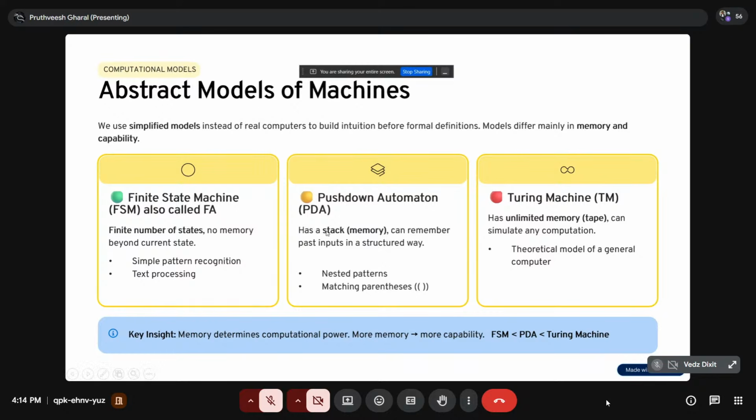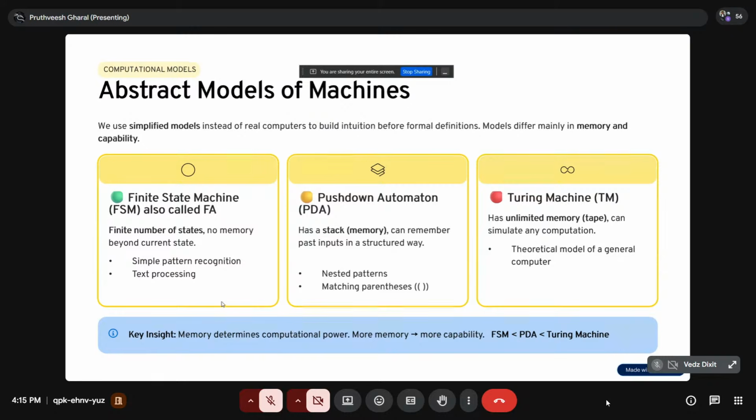Next is a pushdown automaton. Now, with a pushdown automaton, we step up with the memory here. We have a stack now. Okay. So let's take the traffic light. If we think of a traffic light again with a stack as its memory, it knows what state it was previously in, right? So it knows that it was in go state, then it was in wait state. It has previous memory. It can remember all of the past inputs in a structured way.